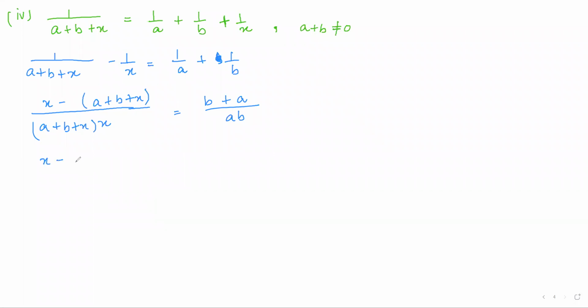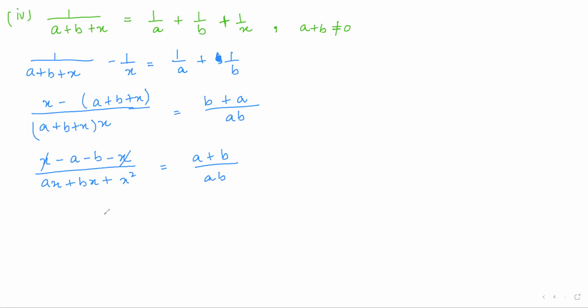So x minus a minus b minus x, and divided by, you have ax plus bx plus x square. And here you have a plus b. B plus a is equal to a plus b, same thing. And then you have ab. So now this x cancels out. X minus x is 0, right?